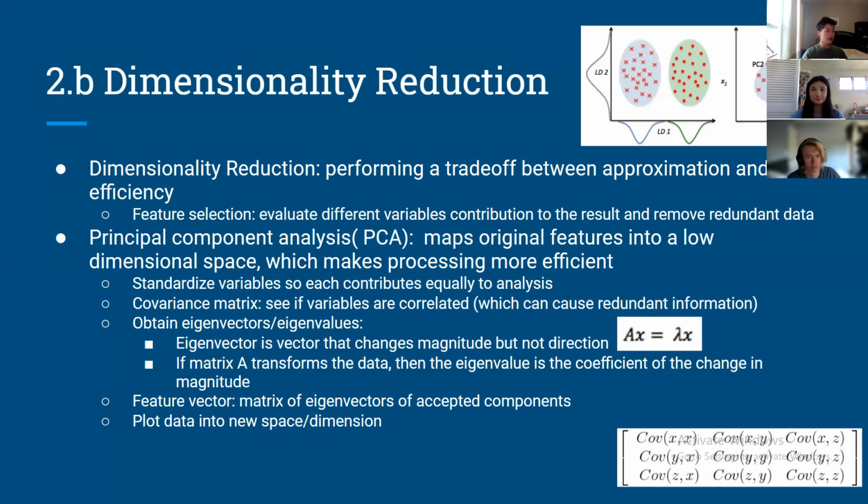And then after that, we use our feature vector, which is a matrix of eigenvectors and our accepted components. And finally, we plot our data into a new space and dimension.